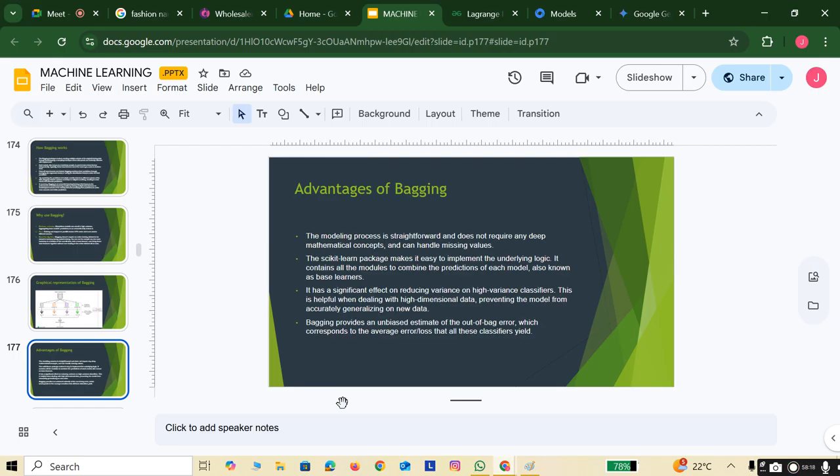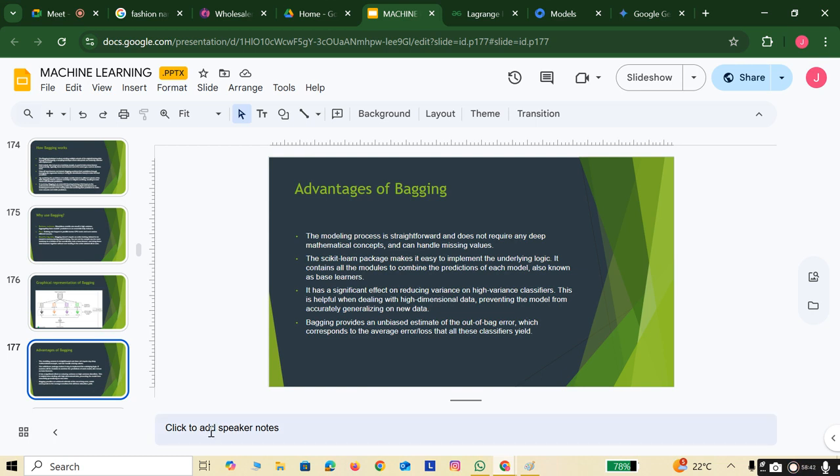Then we have the advantages of bagging. I think the process is straightforward and does not require any deep mathematical concepts. The only thing you need in terms of mathematical concepts is when you start from the individual base learner, for example, the decision tree. You first must know how a decision tree works when you implement it in bagging.